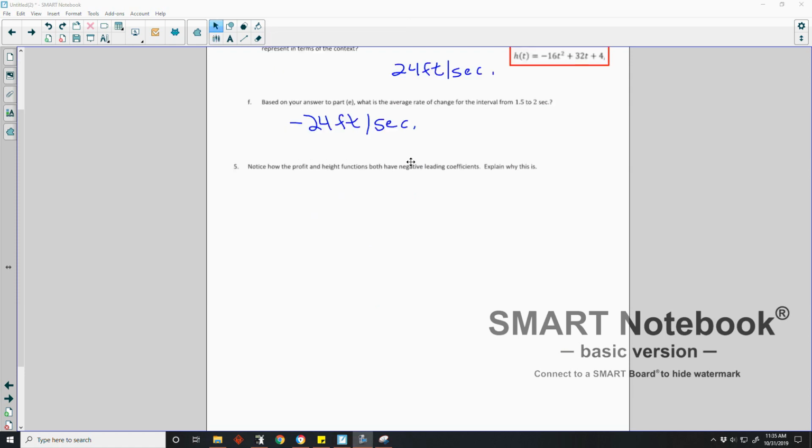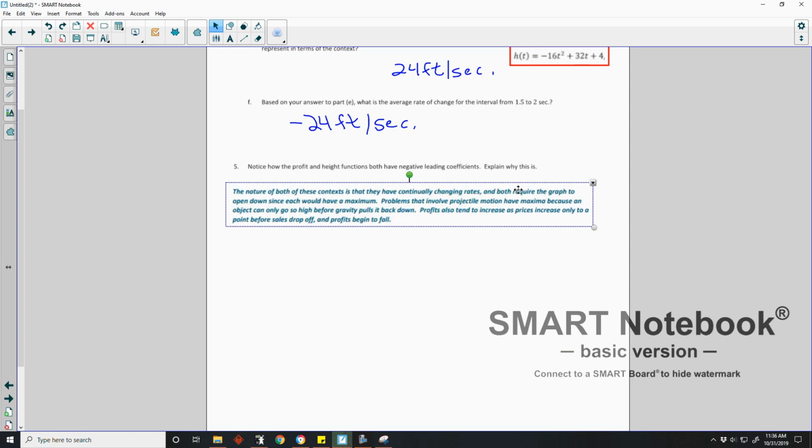Notice how the profit and height functions both have negative leading coefficients. Explain why this is. I will just bring that in, and that is because the nature of both of these contexts is that they have continually changing rates, and both require the graph to open down since each would have a maximum. Problems that involve projectile motion have maxima because an object can only go so high before gravity pulls it back down. Profits also tend to increase as prices increase only to a point before sales drop off and profits begin to fall.